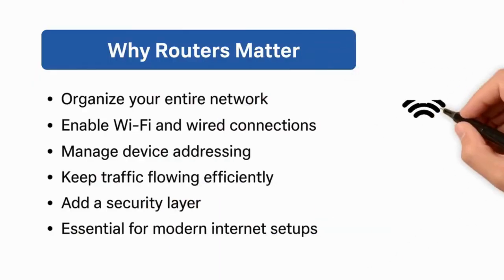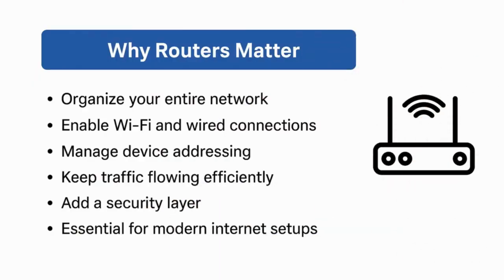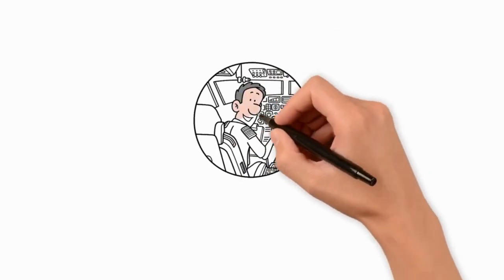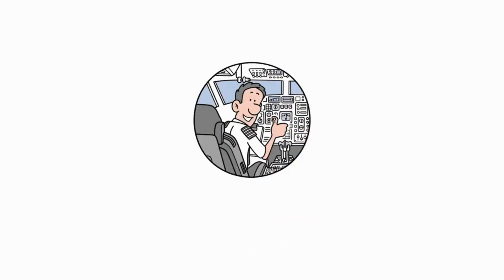Why does a router matter? Because a router organizes your entire network. It enables Wi-Fi and wired connections. It manages device addressing and keeps traffic flowing efficiently. It adds a security layer. It is essential for modern internet setups because without a router, nothing will work properly on the internet.